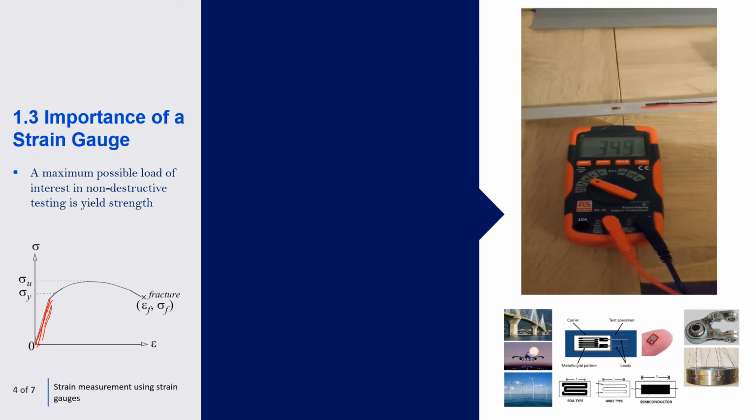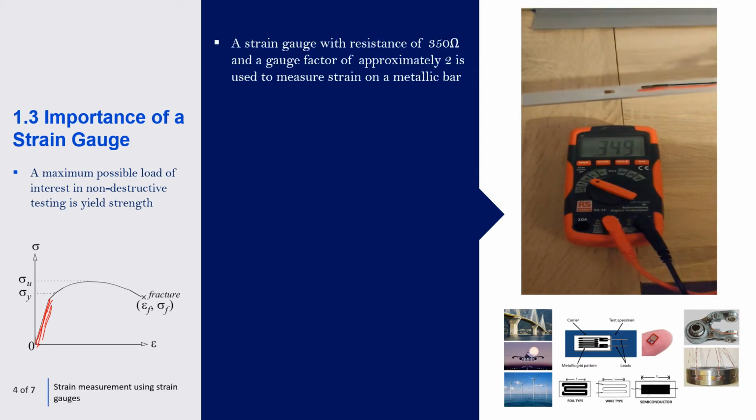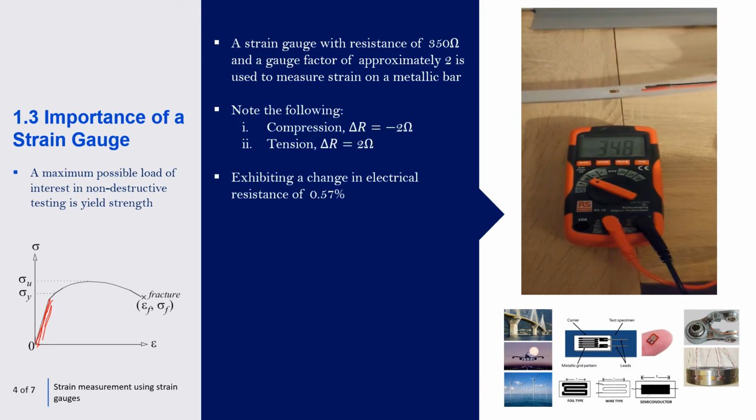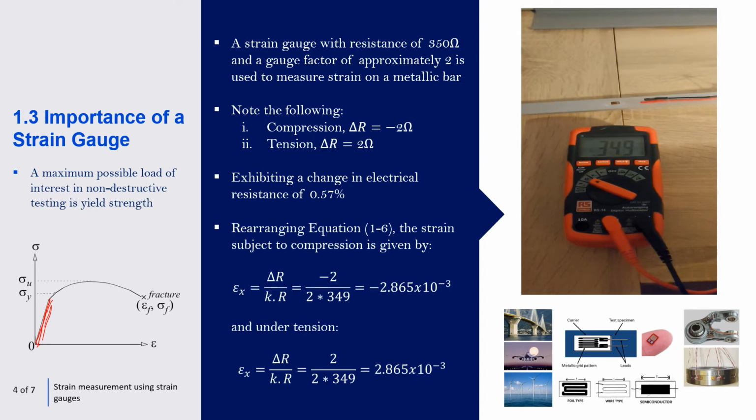Here is a quick demo of a bar with a 350 ohm strain gauge attached to it. It has a gauge factor of approximately 2, and it's been put under tension and compression. What you'll notice is that under compression you get a resistance change of -2 ohms, and under tension you get a resistance change of 2 ohms, so it's exhibiting a change of around 0.57%.